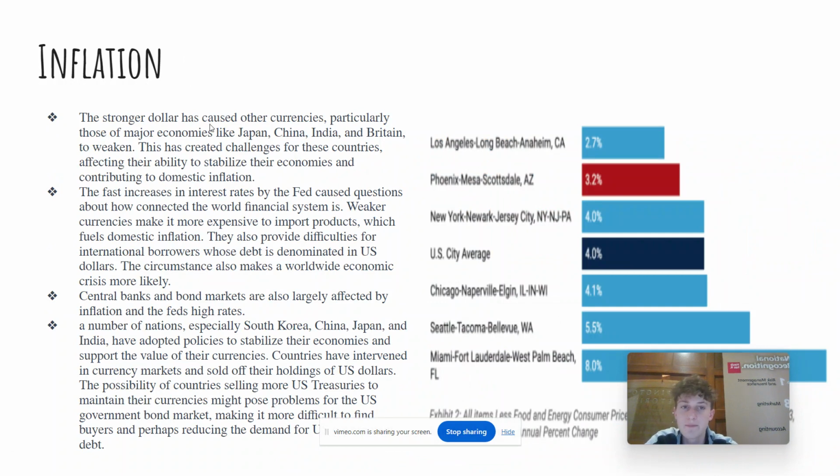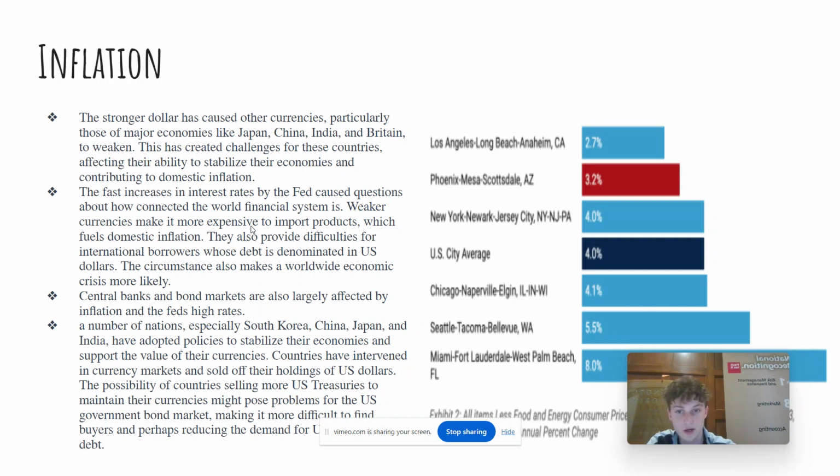So moving on to inflation, the stronger dollar has caused other currencies, particularly those of major economies like Japan, China, India, and Britain, to weaken. This has created challenges for these countries, affecting their ability to stabilize their economies and contributing to domestic inflation. The fast increases in interest rates by the Fed raise questions about how connected the world financial system is. Weaker currencies make it more expensive to import products, which fuels domestic inflation. They also provide difficulties for international borrowers whose debt is denominated in US dollars. The circumstance also makes a worldwide economic crisis more likely.